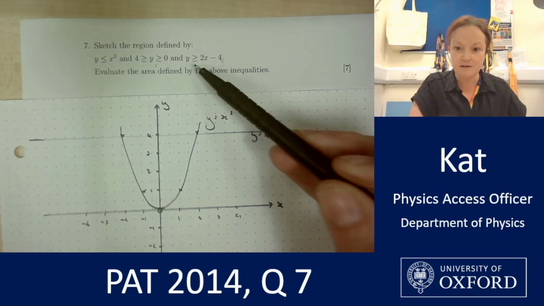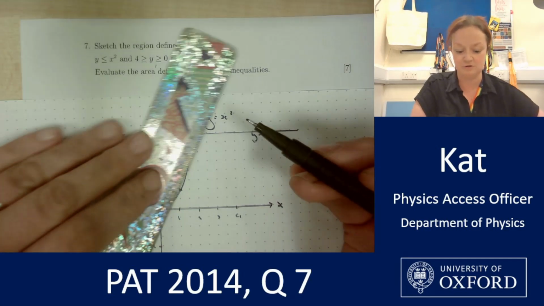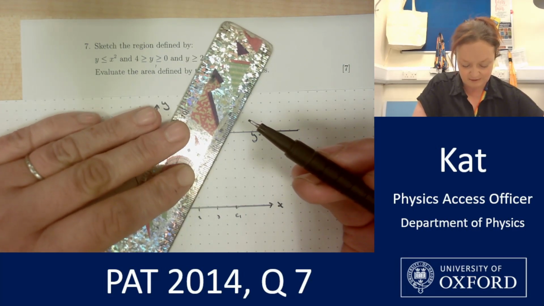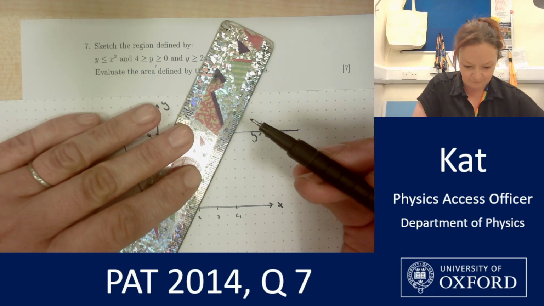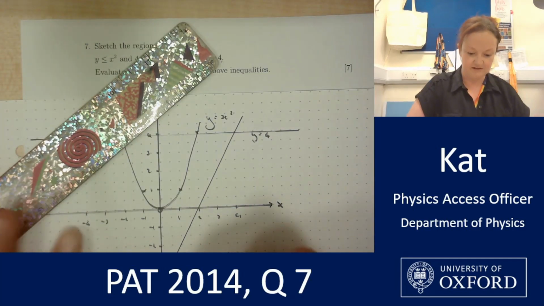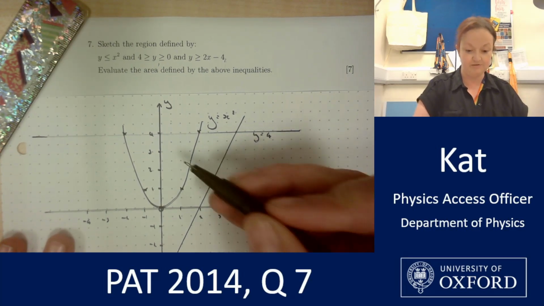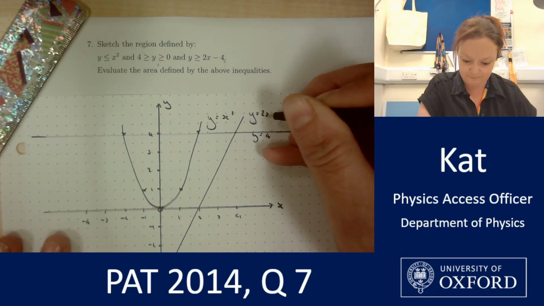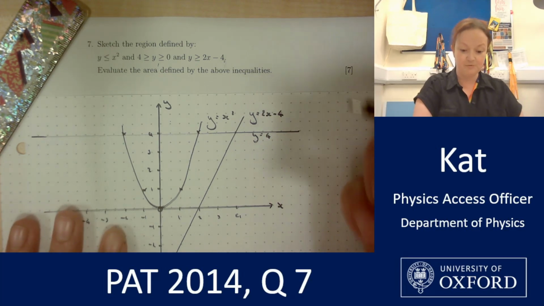Last but not least, y is greater than or equal to 2x minus 4, so I'm coming through the y-axis at -4 at a gradient of 2, and intersecting with two of my bounds, but not with my parabolic curve. So I've got my three bounds drawn.